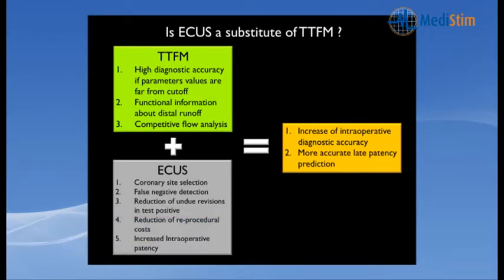What about EACTS? The coronary site selection is very important from the strategic point of view. It helps to reduce the false negatives, to reduce the undue revisions in those testing positive, to reduce reprocedural costs, and to increase intraoperative patency. The sum of this cooperation, the integration of these two methods, is an increase of intraoperative diagnostic accuracy and a more accurate late prediction. Thank you. Thank you very much.